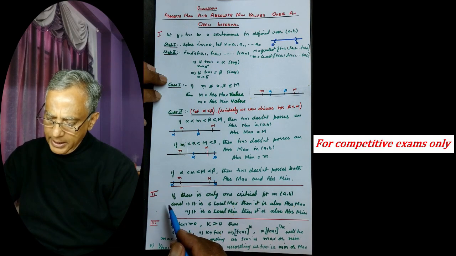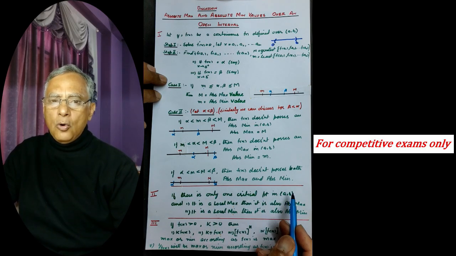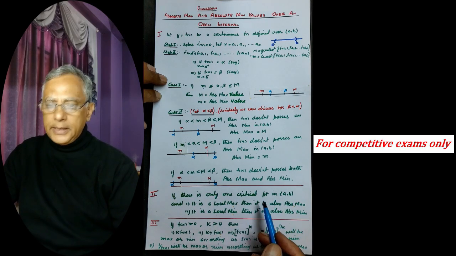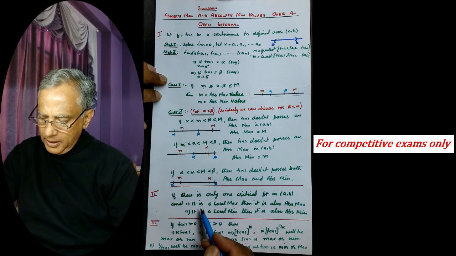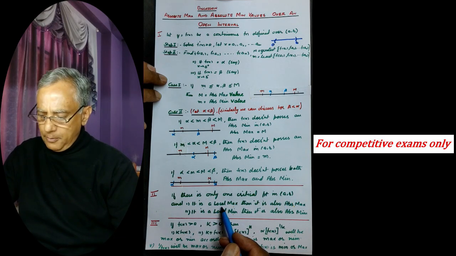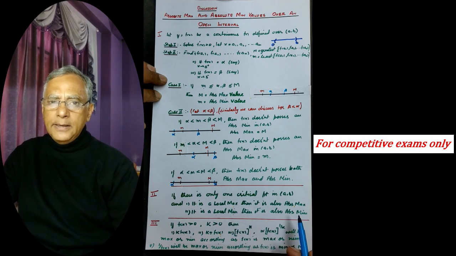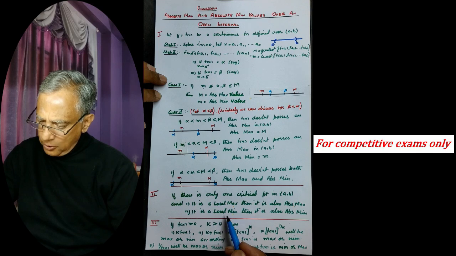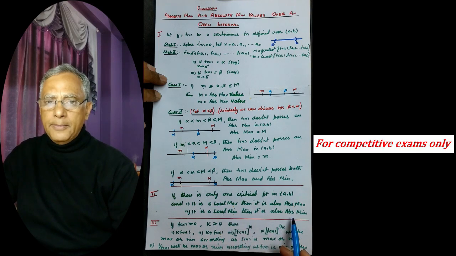Next, a very important note: if there is only one critical point in the open interval (a, b), then if this critical point is a point of local maximum, it will also be an absolute maximum. If it is a local minimum, then it will also be an absolute minimum.